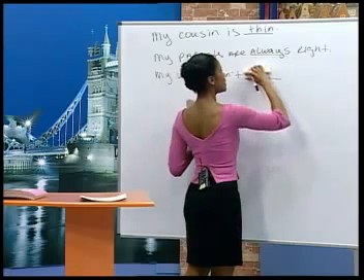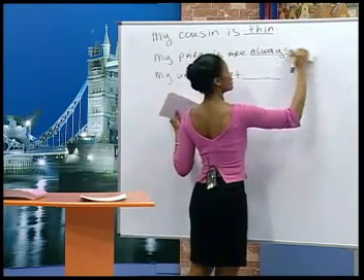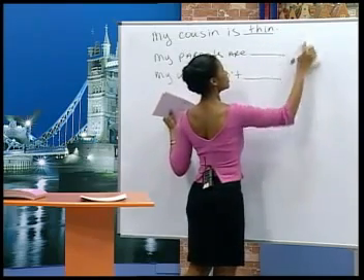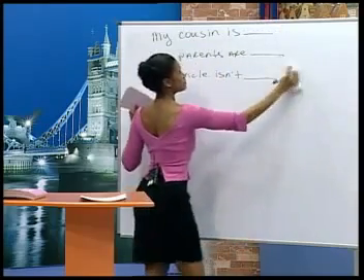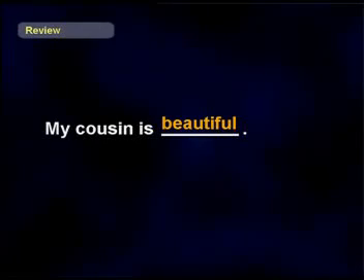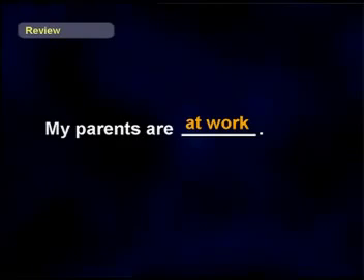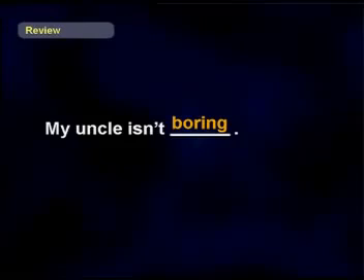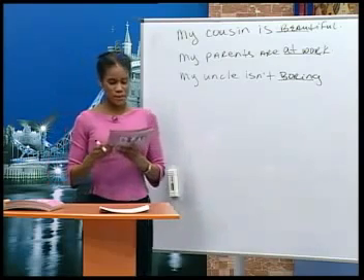All right, last but not least, Anna. Let's hear your 3 sentences. First one. My cousin is beautiful. Very good. My parents are at work. My uncle isn't boring. All right, very good, everyone.